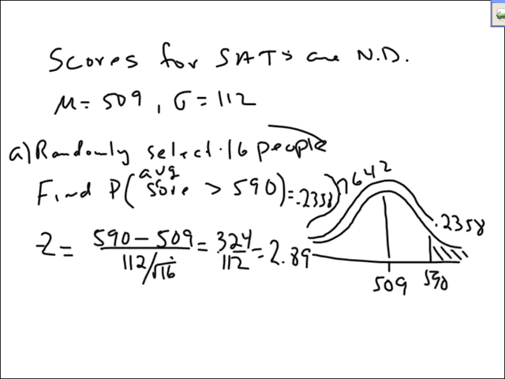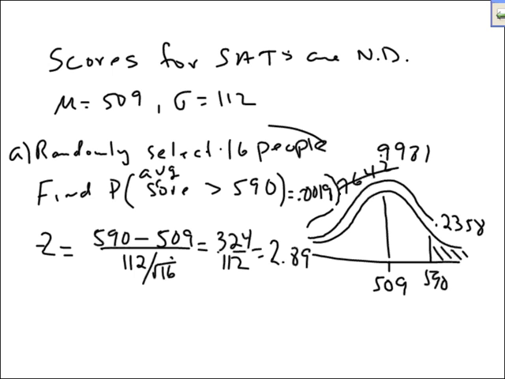2.89. You go to your table. You look under 2.8 on the left column. You go across to 9, and you get 99.81. So now it's 99.81. But we want greater than 590, so we get a much smaller number. We get 0.0019.